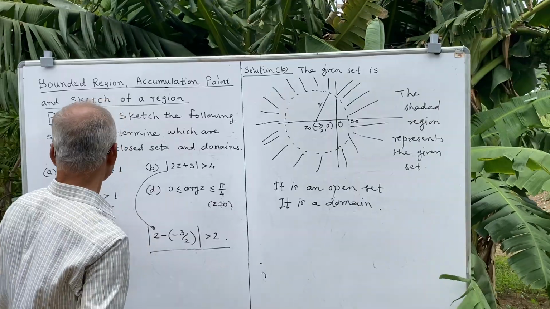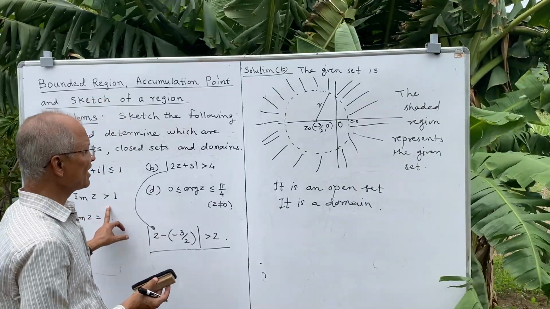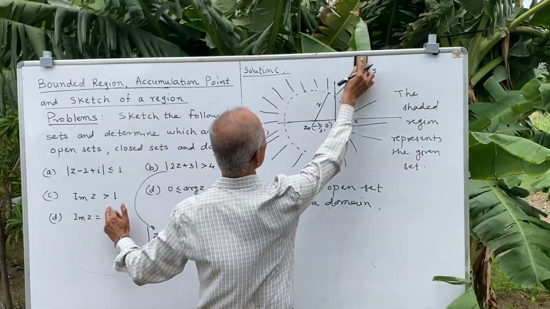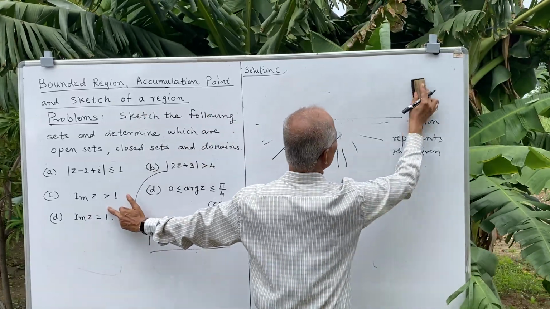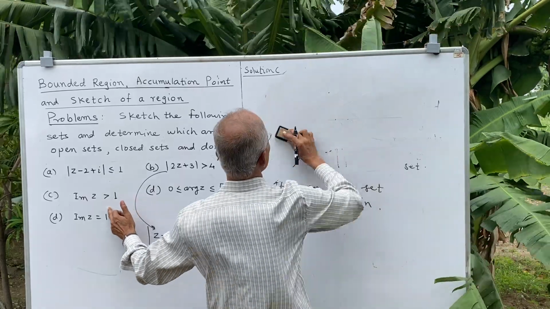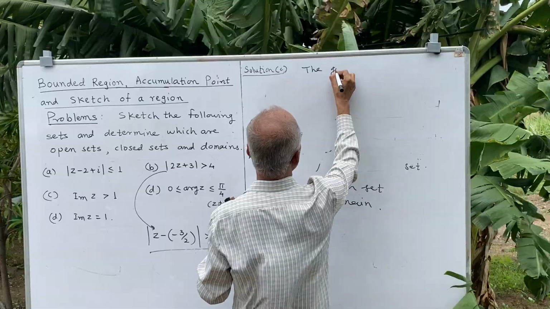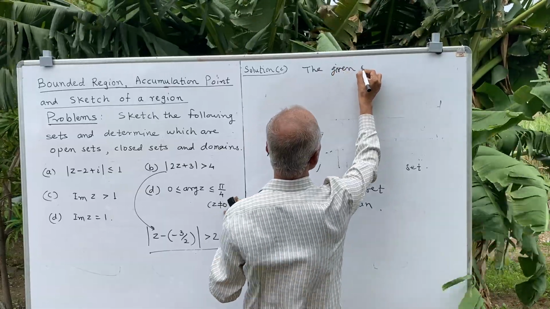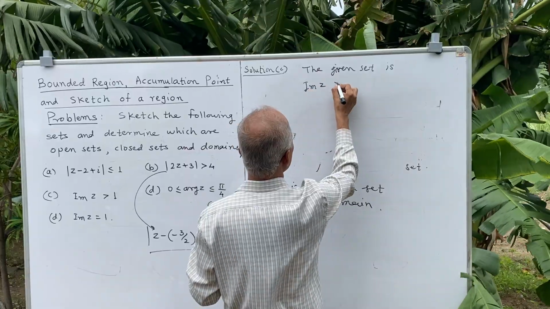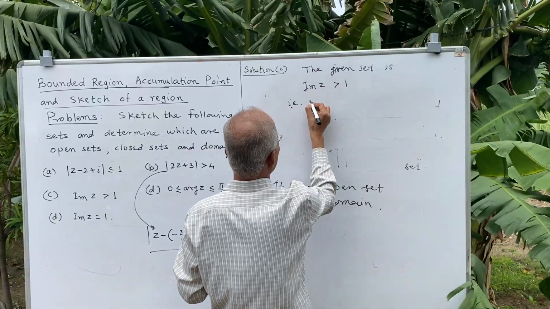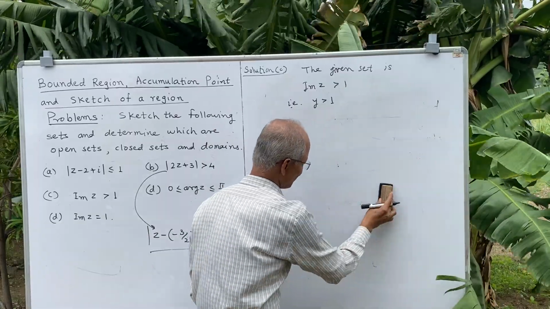Now the third example, that is imaginary z is greater than 1. It is easy. Now you see the solution for the third. Imaginary z means y greater than 1. The given set is imaginary z greater than 1, that is y greater than 1, and therefore the figure here is simple.